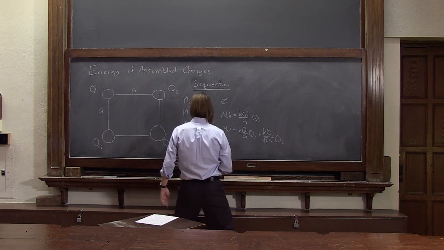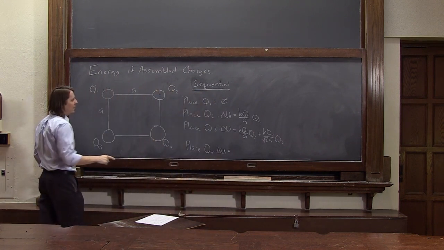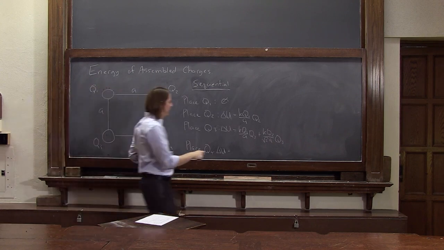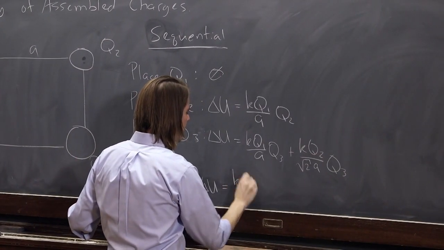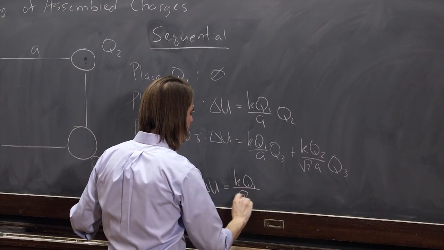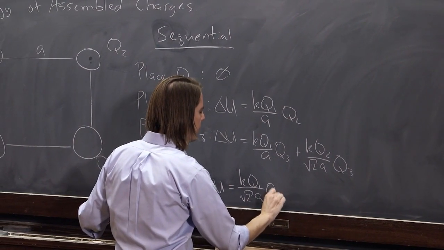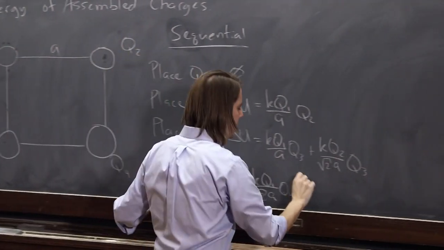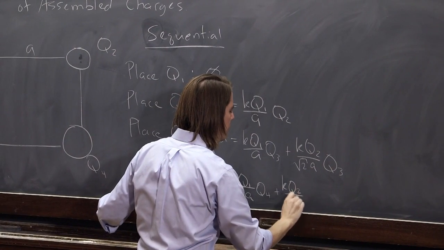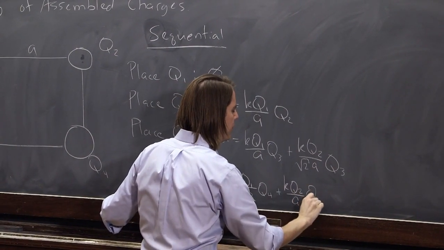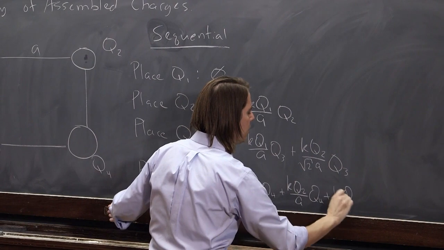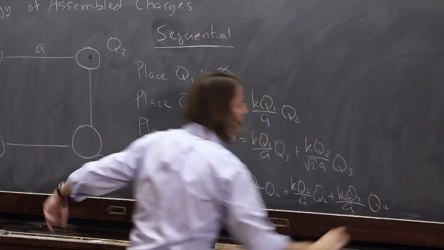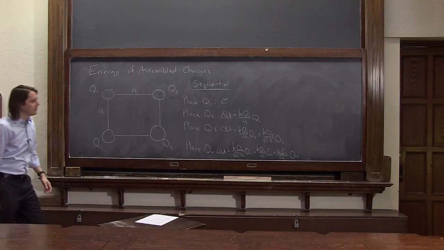The delta U for Q4, now we're bringing it all the way in. Q1 is now farther away, at the square root of 2 times A. So that's K Q1 over the square root of 2 times A, times Q4, plus Q2 makes a potential K Q2 over A, it's only a distance A away, times Q4, plus K Q3 at a distance A times Q4. Yikes. That's a little messy.